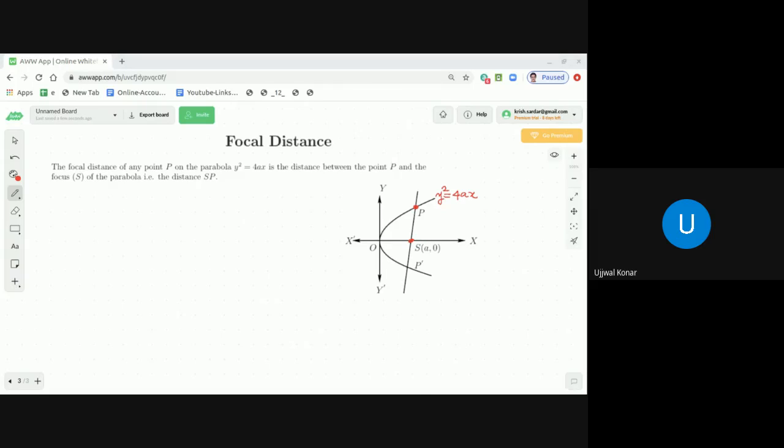Now, if SP is the focal distance, then once you draw the focal chord through the point P, it intersects the parabola at the other extremity, called P dash. Then SP dash is also a focal distance, of the point P dash. So there are two focal distances, right? One is SP and another is SP dash, and they are related by the following equation. I am going to show it to you. Okay, and here it is.